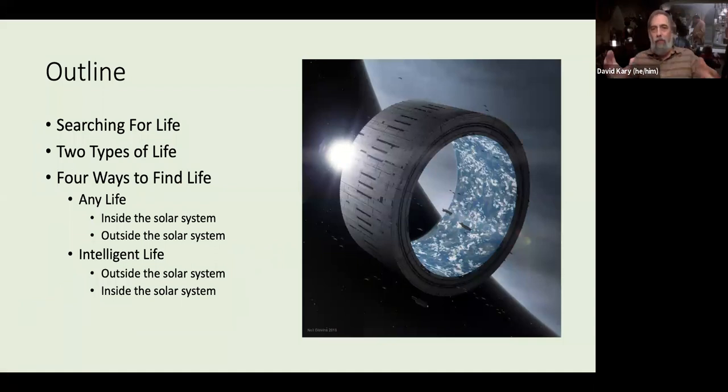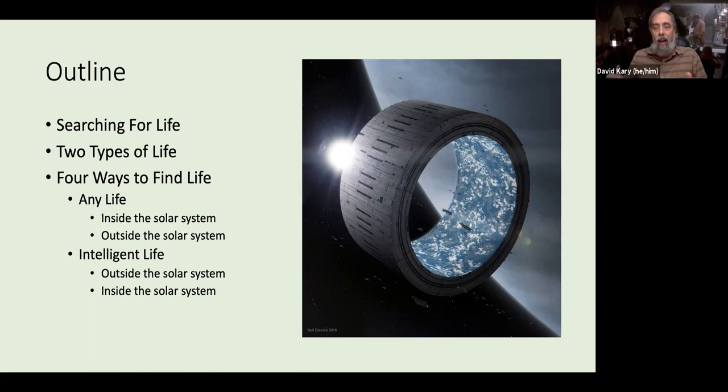We'll start out just talking a little bit in general about searching for life in the universe. I want to distinguish between two different types of life, because that very much shapes the way people think about looking for life in the universe. And then I want to talk about four different broad techniques and look at some of the details on each one.